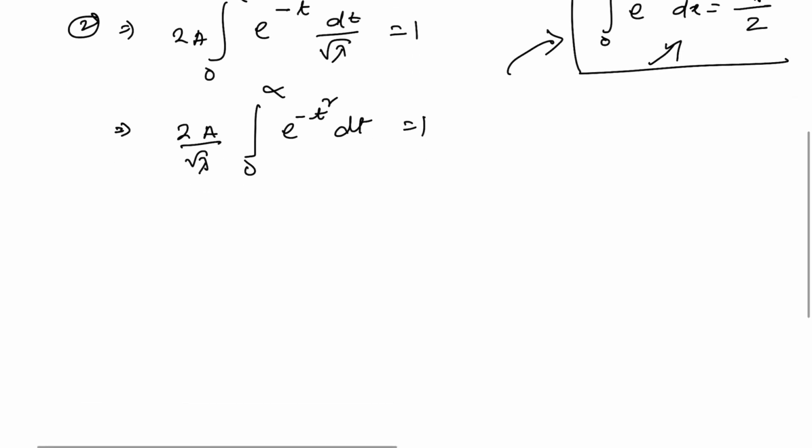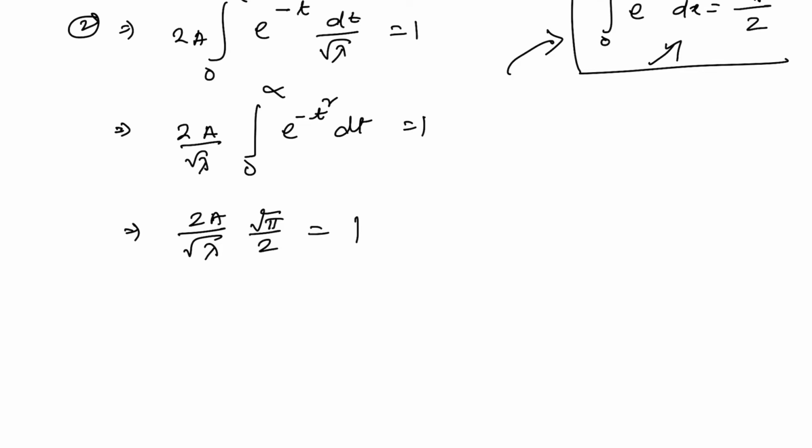So I have already told you, apply this result, then you will get twice a by root over lambda, that will be equal to root pi by 2. So hope you have got it. Now here 2 cancels, and here a will be equal to root over lambda by pi. So this is the value of a.